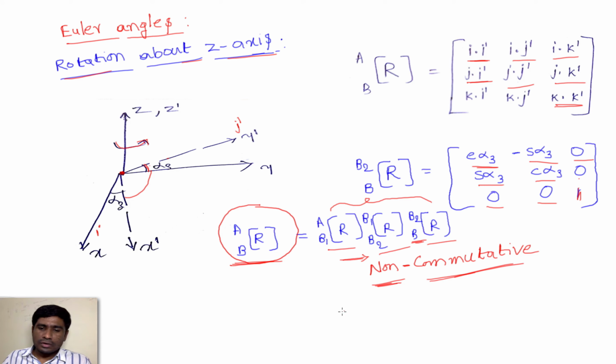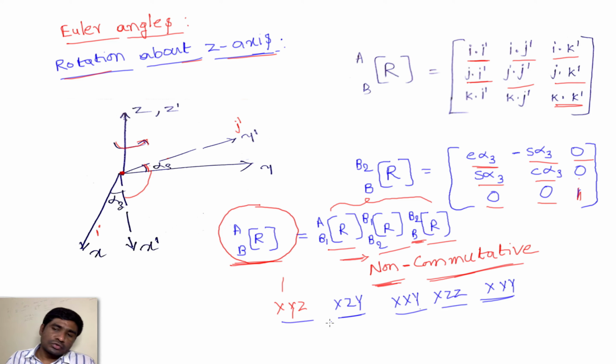For example, initially I can start with x, y, and then z, and again I can go like this: x, z, y, because this order is important, and I can go like this: x, x, y, and x, z, z, and then x, y, y. So there are so many combinations like this. We can go in so many combinations.